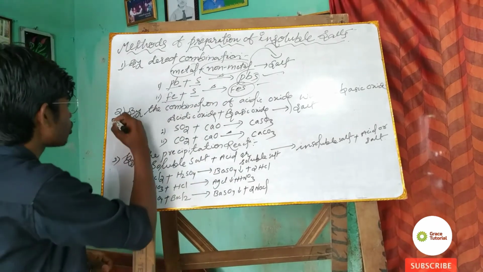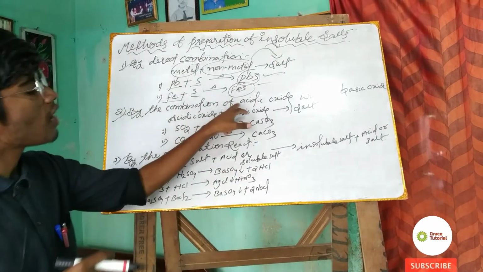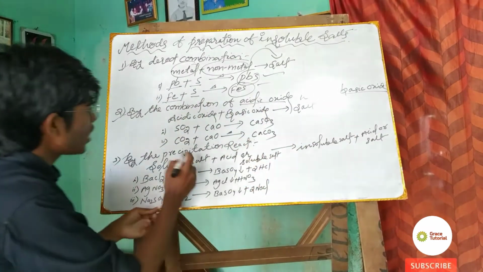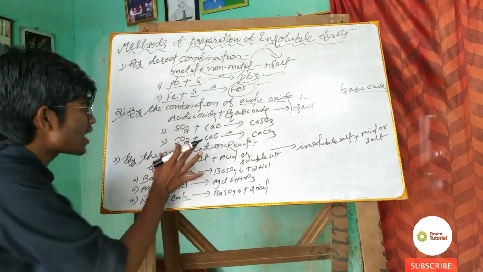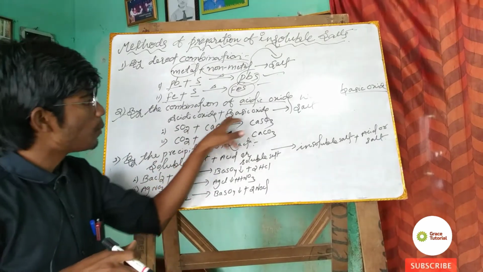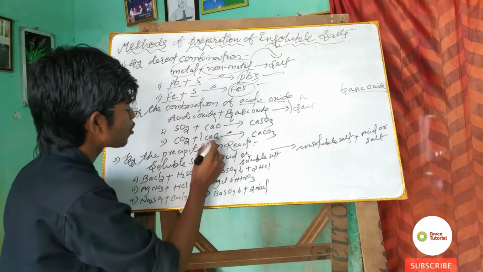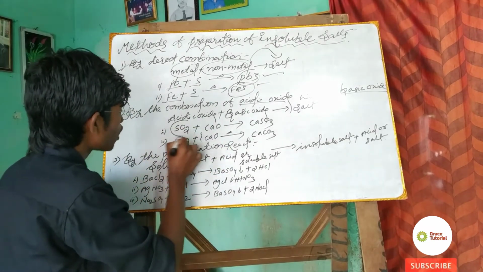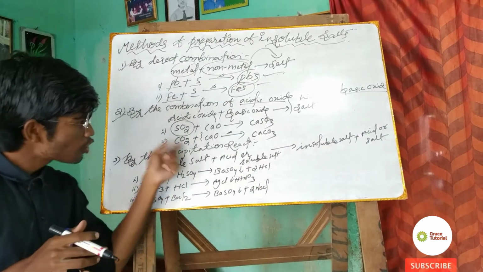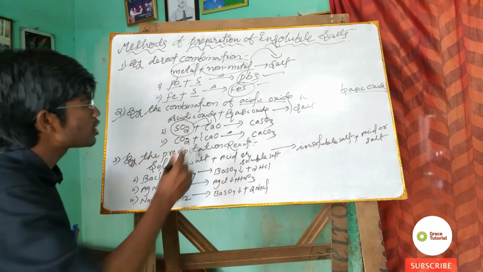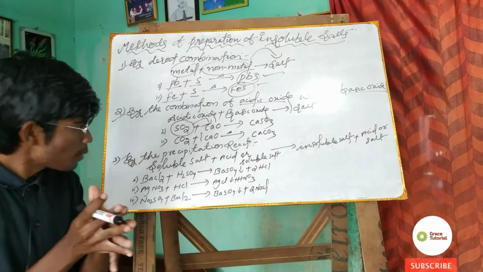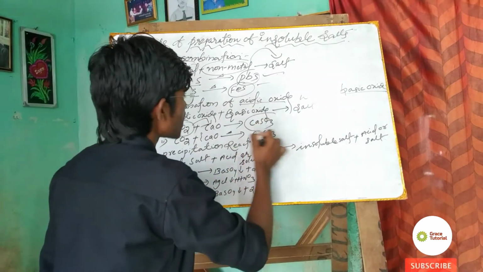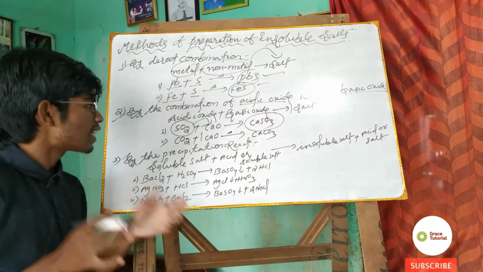Now we have the second method, that is by the combination of an acidic oxide with a basic oxide. We have acidic oxides such as sulfur dioxide and carbon dioxide. Similarly, we have basic oxides such as calcium oxide. What happens here? Sulfur dioxide, which is an acidic oxide, reacts with calcium oxide, which is a basic oxide, to form calcium sulfite, that is CaSO3.